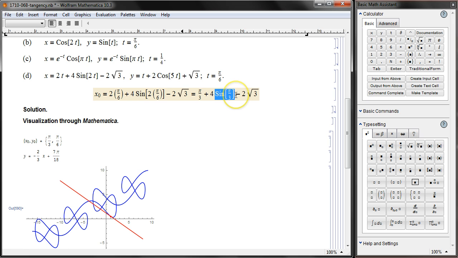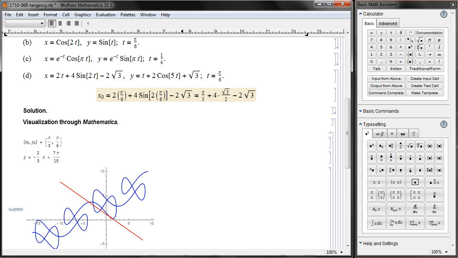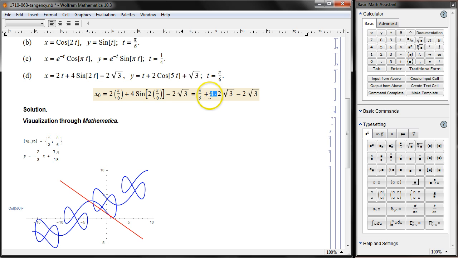Alright, what is sine of pi over 3? It is square root of 3 over 2. So if I simplify this further, 4 divided by 2, so this is 2 square root of 3, and cancelling out with this 2 square root of 3, we just get pi over 3. Or you can just run it with a calculator and you're going to get pi over 3.